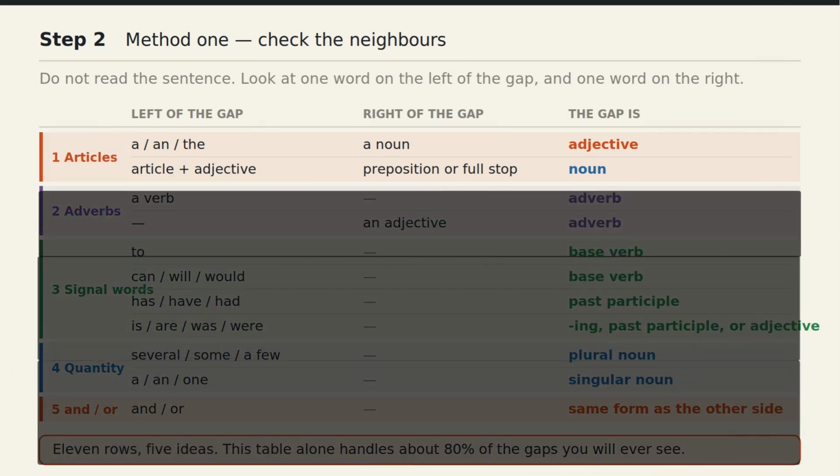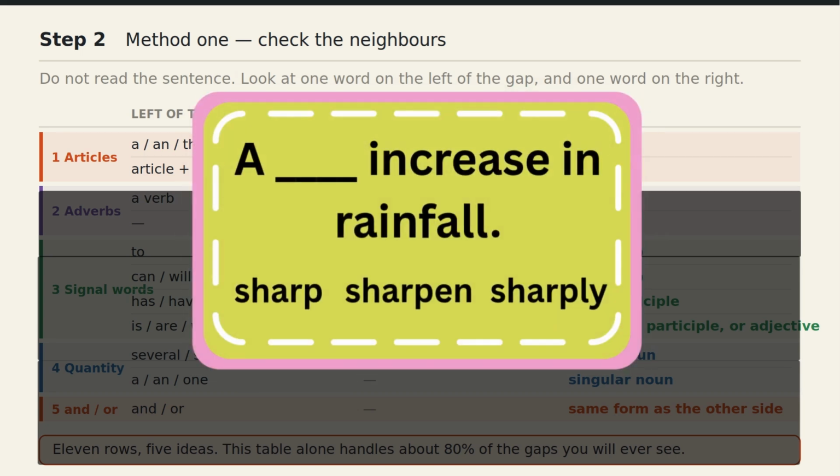First, a and the. If you see an article before the gap and there's none after, the gap is usually an adjective. Look at this: "a gap increase in", options are sharp, sharply, sharpen. Okay, look left. That's an article. Look right: increase. That's a noun. So what do we need? An adjective. Sharp is an adjective, sharpen is a verb, sharply is an adverb. So sharp. All right? We didn't even need to understand the sentence. That's the point.